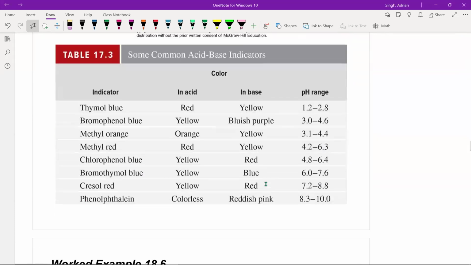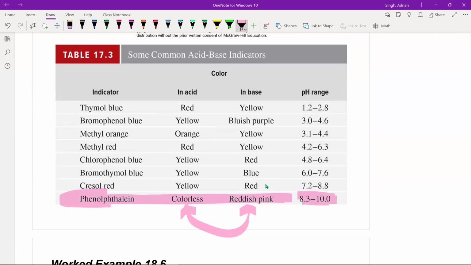All right, so for instance, the phenolphthalein that we looked at is colorless in acidic solution, but it's reddish pink in basic solution, and the pH range then would be between 8.3 and 10, where the color changes from colorless to reddish pink.